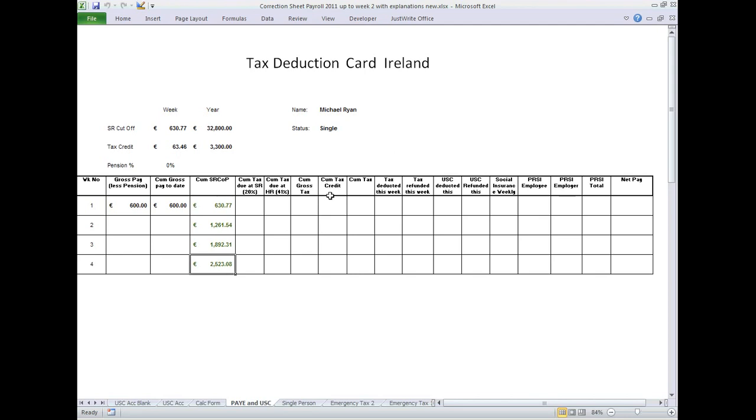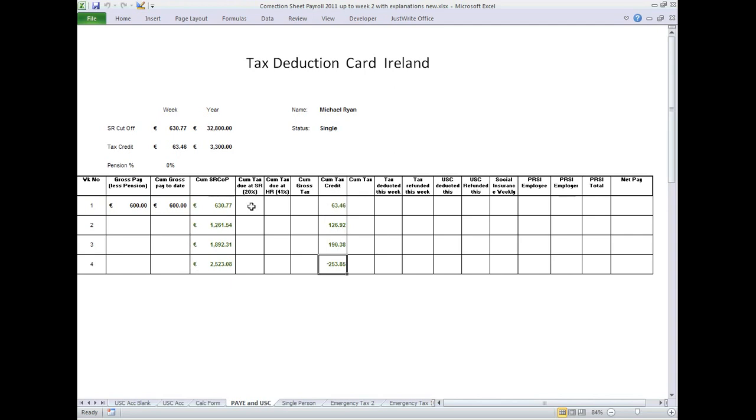And likewise we're saying the tax credit after 1 week is 63.46, so we're going to put that in. 2 weeks twice that, 3 weeks 3 times that, and 4 weeks 4 times that. So I think it's very helpful to put those in at this stage anyway.